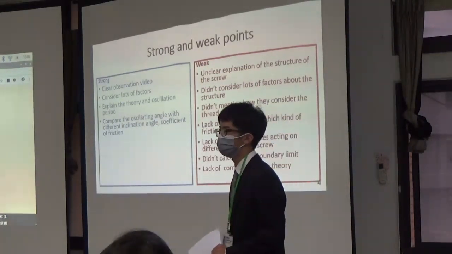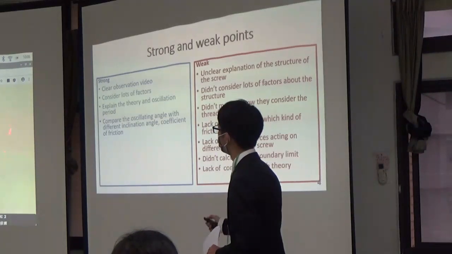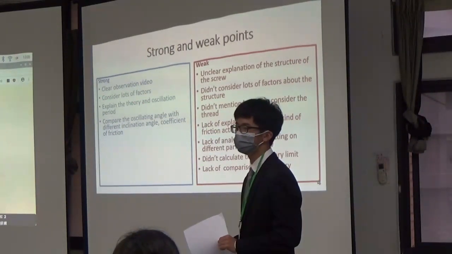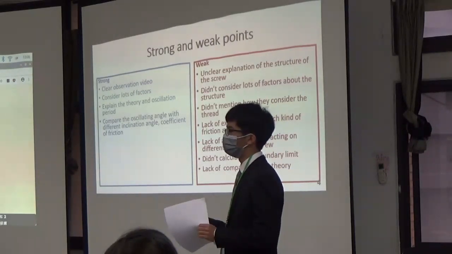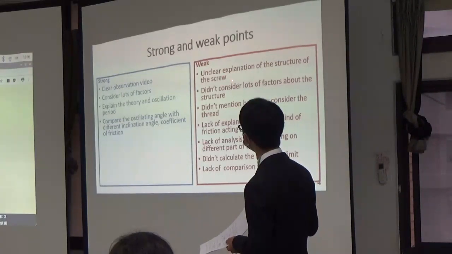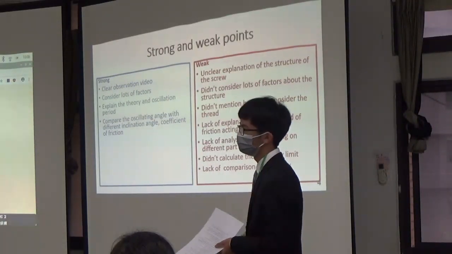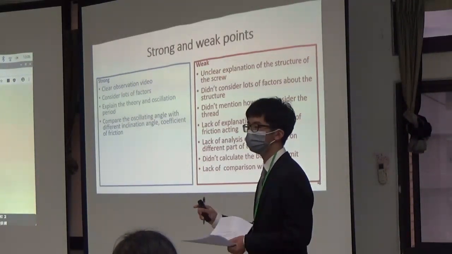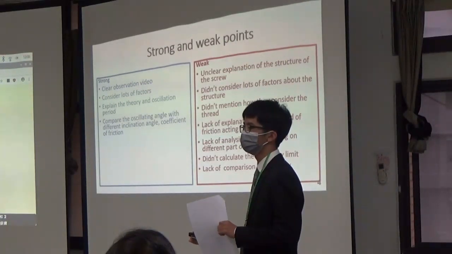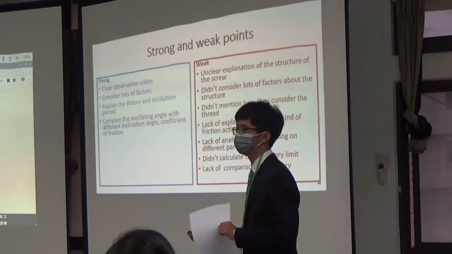These are the strong and weak points of the reporter. So he has a clear observation video, and he considered a lot of factors, including the length of the screw. However, he has an unclear explanation of the structure of the screw, because he assumed the screw as a cone. However, he didn't explain how he assumed this and the reason for it.